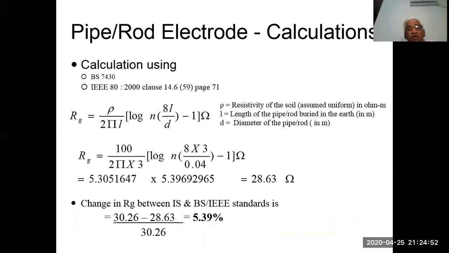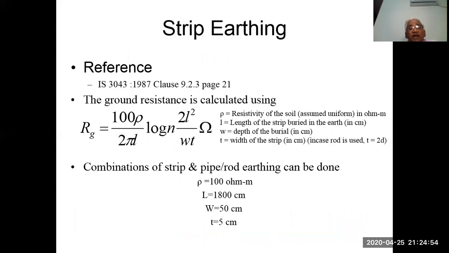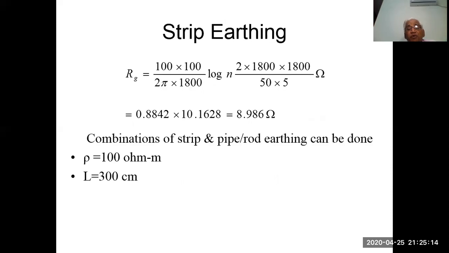Multiplication is very simple. And the strip earth also has a formula: Rj is equal to 100 rho by 2 pi L, log n, 2L square by WT. Here one more additional parameter has come. It is the depth of the burial. Depth of the burial is taken as 50 centimeters. And for the strip you are getting approximately 8.986.